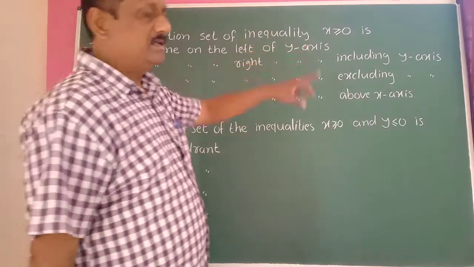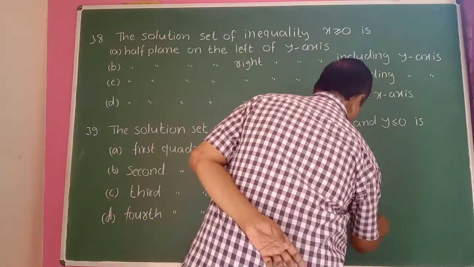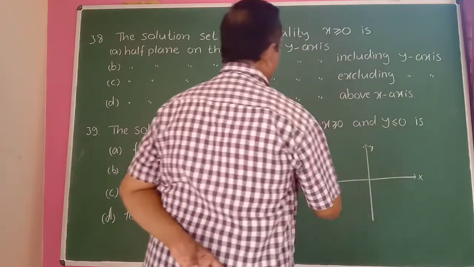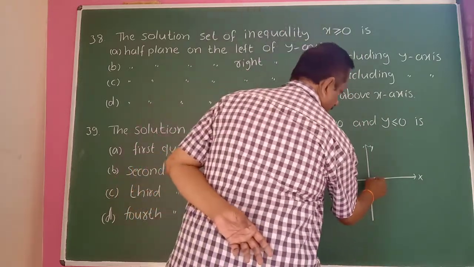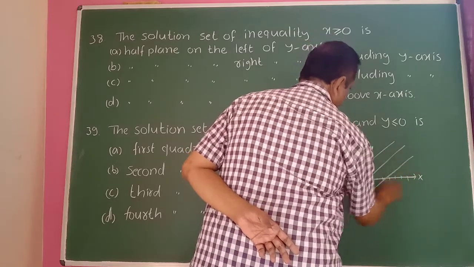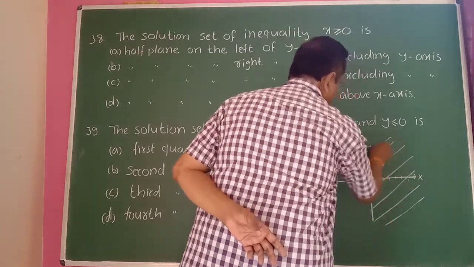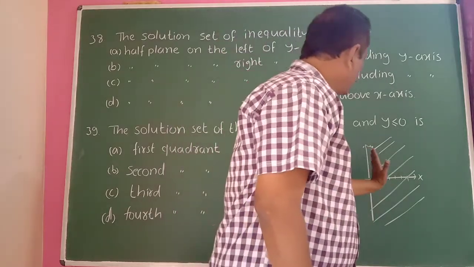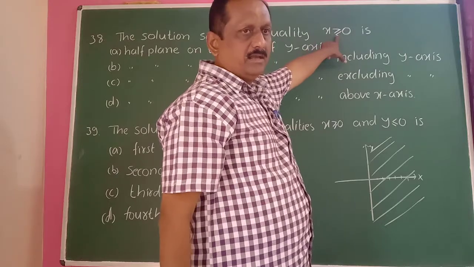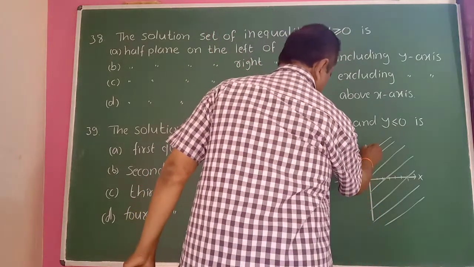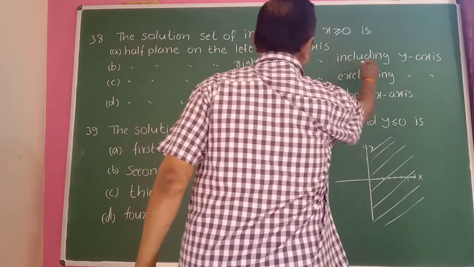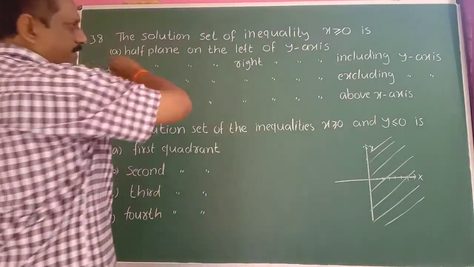Here x is greater than or equal to 0. If you take the x-axis and y-axis, x greater than 0 means this side. All these values are greater, so the complete region is to the right of the y-axis. And the equal to sign is there, which means points lying on the y-axis are also included. Yes, including the y-axis, so B is the correct option.